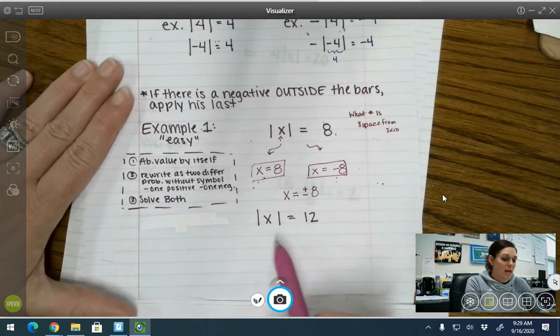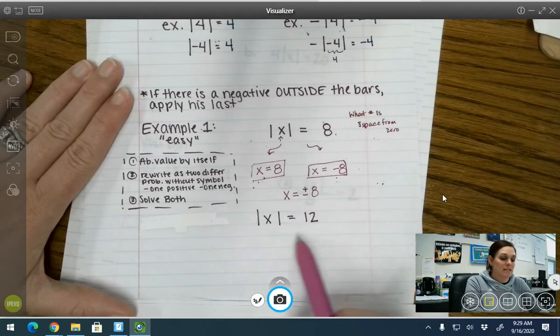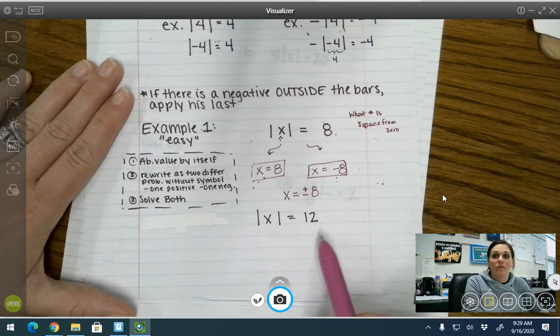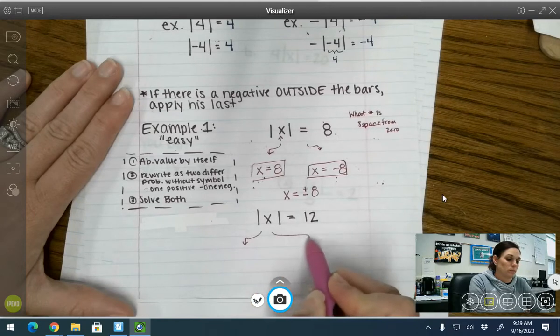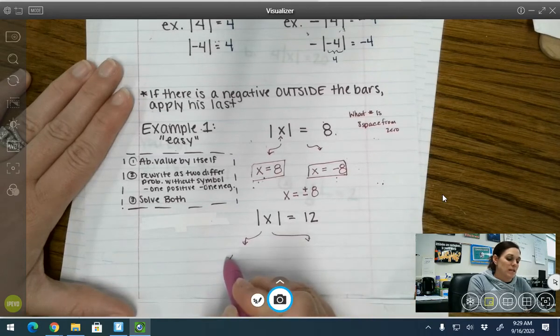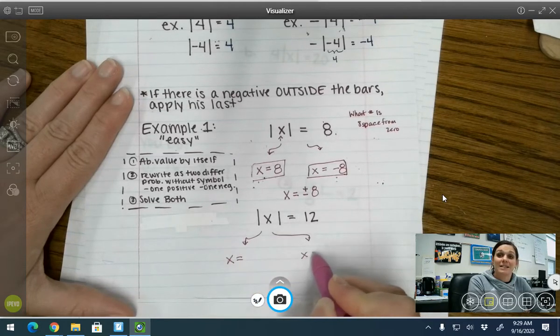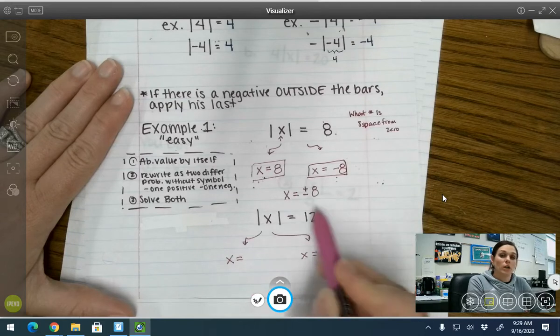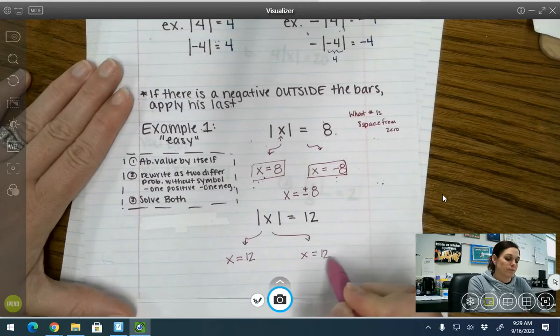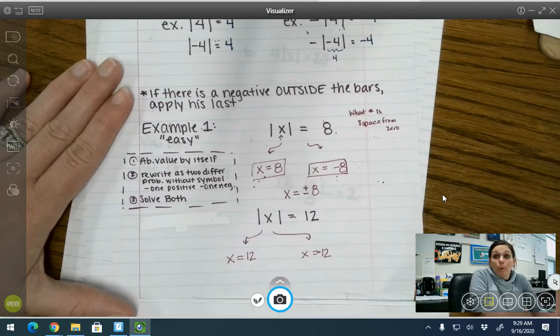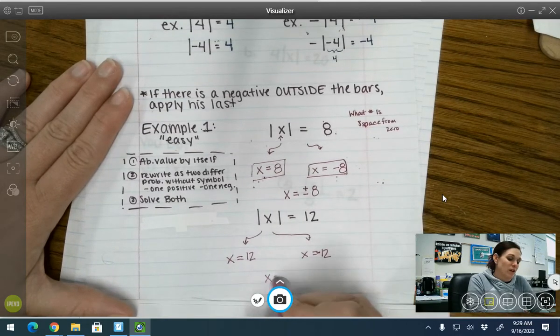All right, so it's saying the absolute value of what number is 12. So again, it's asking what number is 12 spaces away from 0. All right, so we're going to split it. We're going to say x equals and x equals. And then we're going to use the positive version, and we're going to use the negative version. Boom. And then I'm going to write my final answer. X is positive or -12.